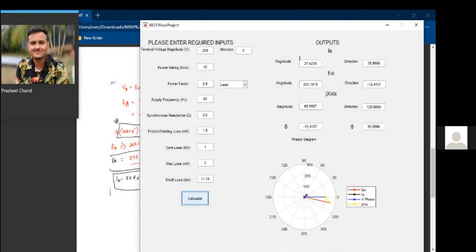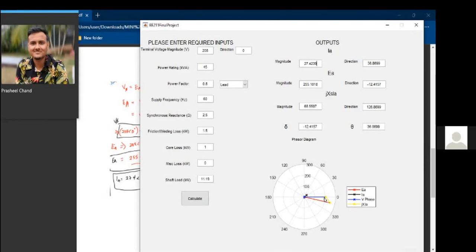Our values obtained from the application are very similar to what we have obtained from calculations, which basically depicts the accuracy of our program. On the bottom, you can see our phasor diagram. The black line is our armature current, which is quite small in magnitude. The blue one is the phase voltage. The red one is our armature voltage, with the yellow one being our jXs IA.